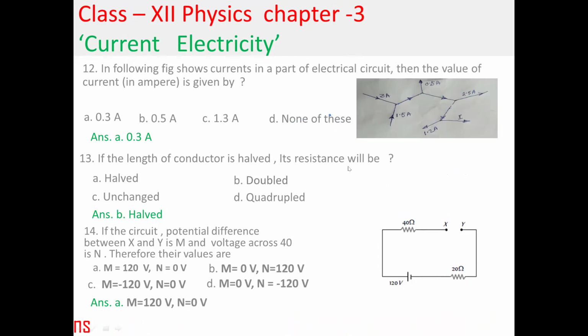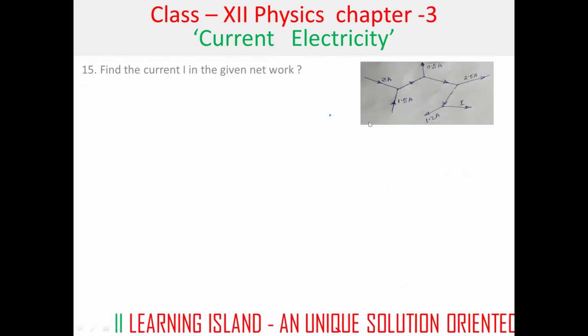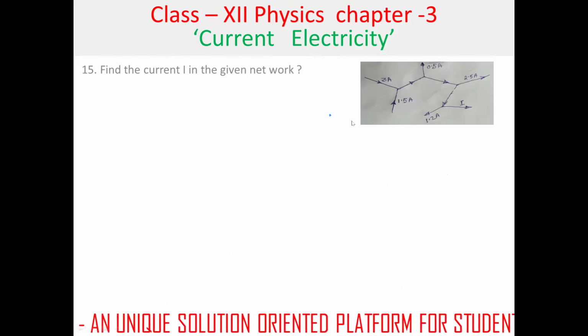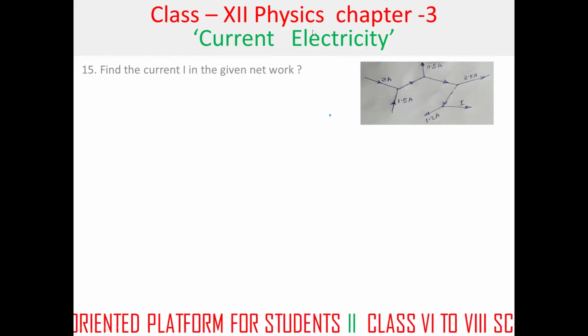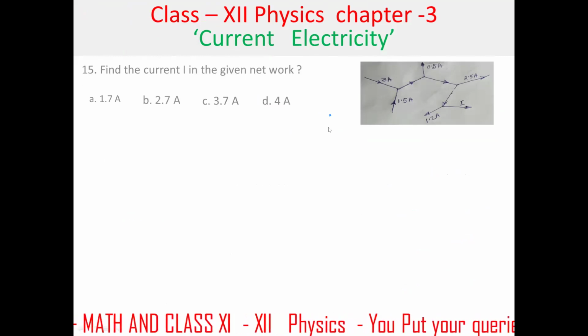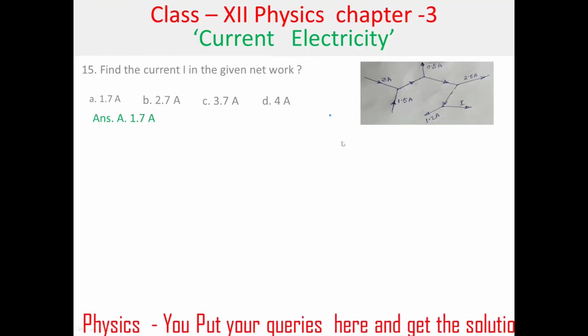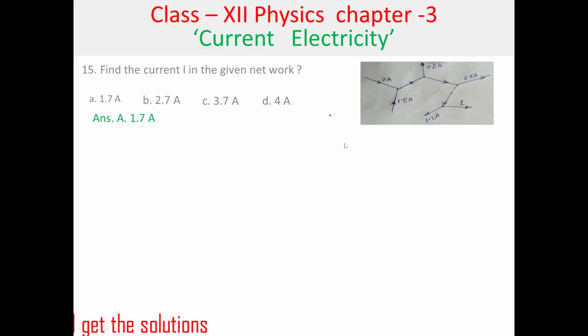Next question, question number 15. Here you see again the Kirchhoff's law. Find the current I in the given network. I'm not explaining right now, I'm directly giving you the answer here. See, the answer options are this and the answer will be 1.7. You do it yourself. Same principle I have discussed earlier.